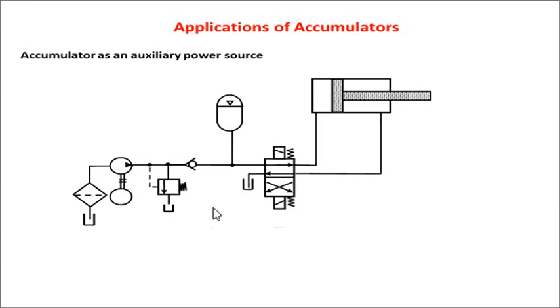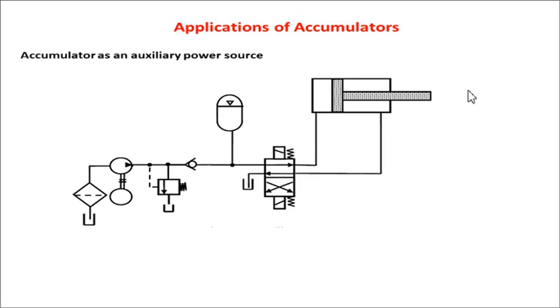Next we will study the applications of the accumulator. The first application is the accumulator as an auxiliary power source. You can find that this accumulator is located in this circuit, which has a 2x4 valve. There is an actuator, and wherever the load on this actuator increases, you make sure that the accumulator supplies to this actuator.